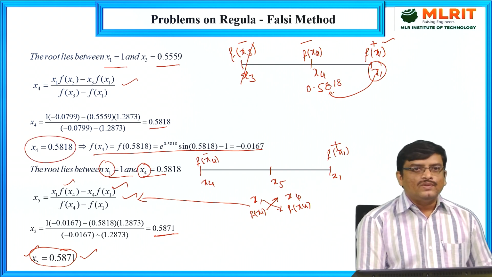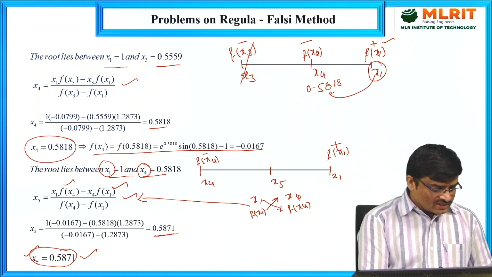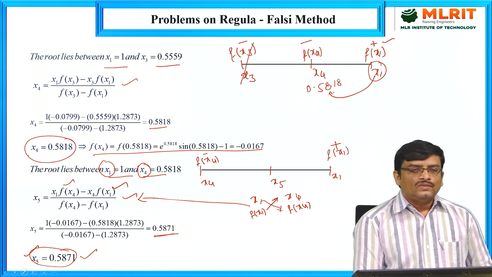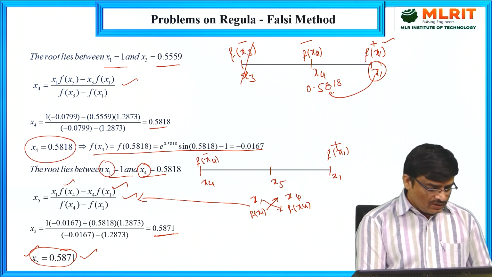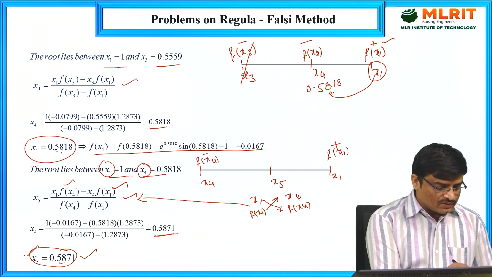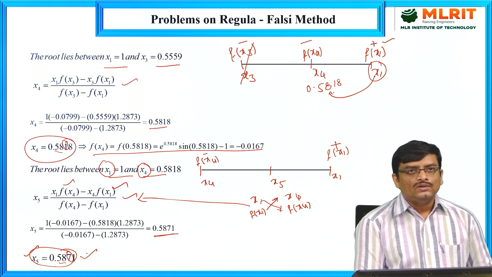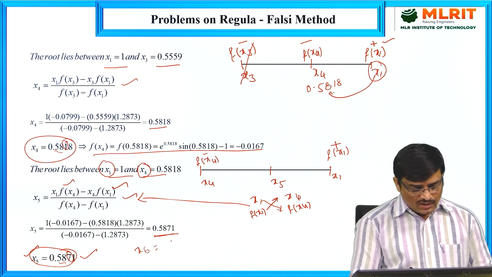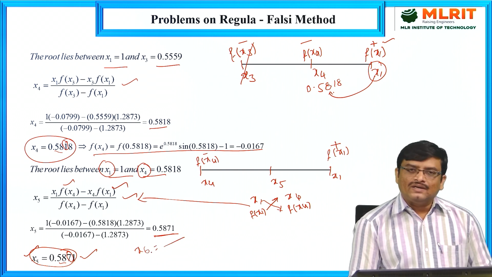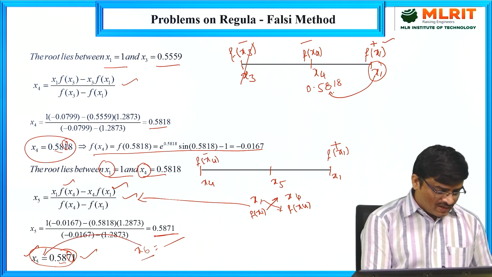Now if you want to stop the problem and if you want to conclude the root of that equation, you compare this x5 and x4, and at least after the decimal point 3 digits must coincide here. So here 58, first 2 digits, are the same, and the third digit here is 7, and here the third digit is 1. So the third digit does not coincide, so we can go for the sixth approximation, follow the same procedure, calculate that x6 value and compare this x6 value with the x5 value.